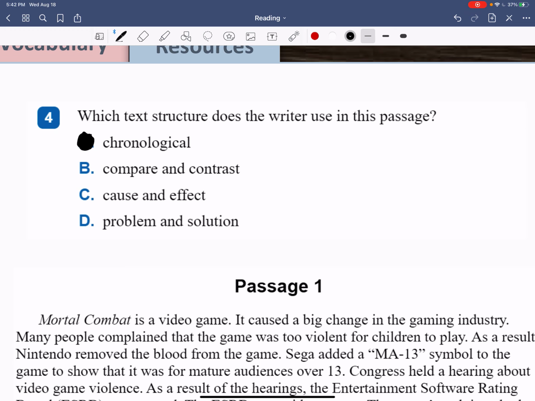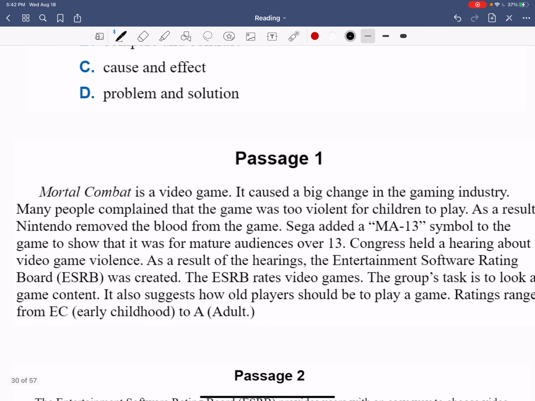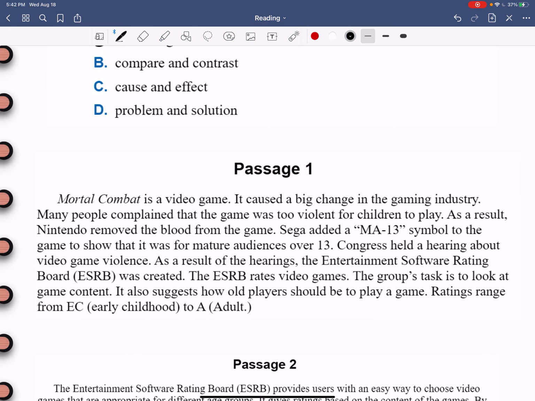Okay, here is our last example. I'm still on page 10. Read passages 1 and 2, then use them to answer questions 5 and 6. So here is passage 1.